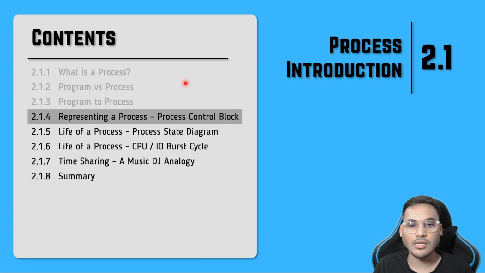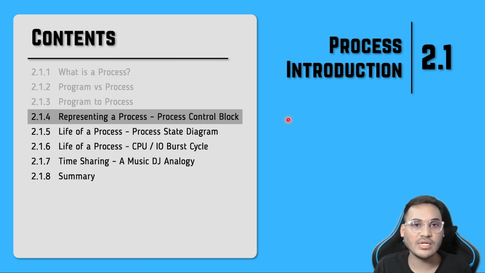After understanding how the program becomes a process, in the fourth video we talked about how the operating system represents a process. The process is an activity. When a process is running, a whole bunch of things are going on. The CPU is executing instructions, the memory contains the data and the instructions, and the IO devices are used by the process to interact with the user.